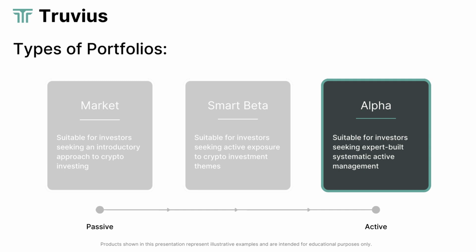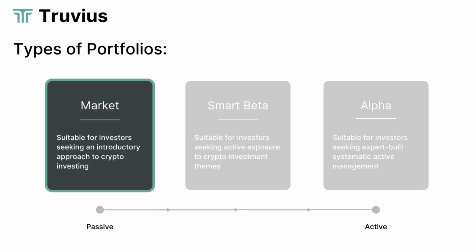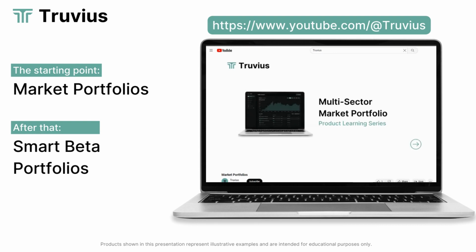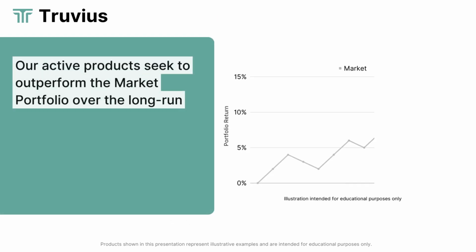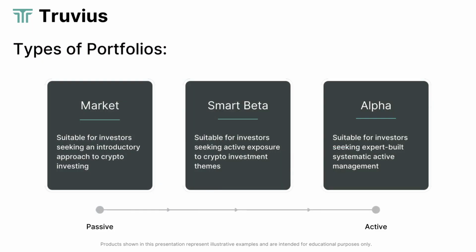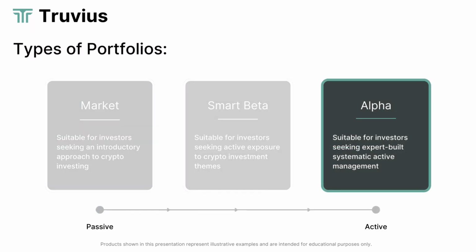But in order to discuss alpha portfolios, we need to first understand market portfolios, as they play a critical role for alpha. If you haven't already, go back and watch our other product learning videos on market and smart beta portfolios to see how we build market portfolios and how they're also used as the benchmark for our actively managed products, including alpha portfolios. With those concepts in mind, we'll turn to our alpha portfolio deep dive.